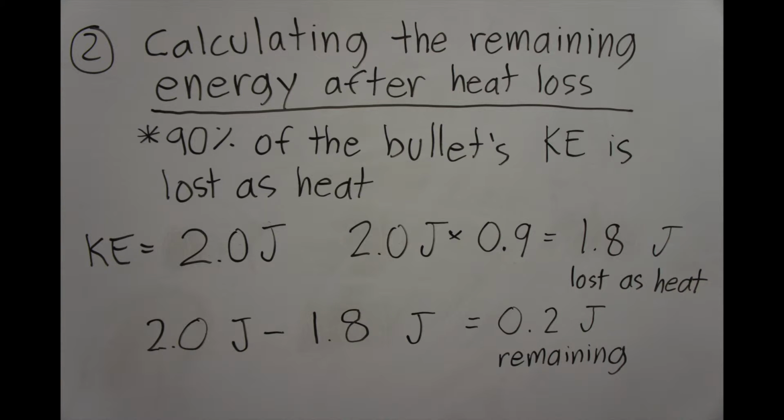For the second step, we're calculating the remaining energy after the heat loss of the impact. Now remember from the problem that 90% of the bullet's kinetic energy is lost as heat. We calculated in the previous step that the kinetic energy of the bullet prior to the collision is 2 joules. So we multiply 2 joules times 0.9 to find the kinetic energy that's lost as heat. Finally, we subtract the amount of kinetic energy lost as heat from the total amount of kinetic energy of the bullet prior to the collision to find that the remaining kinetic energy of the combined mass of the bullet and the target is 0.2 joules.